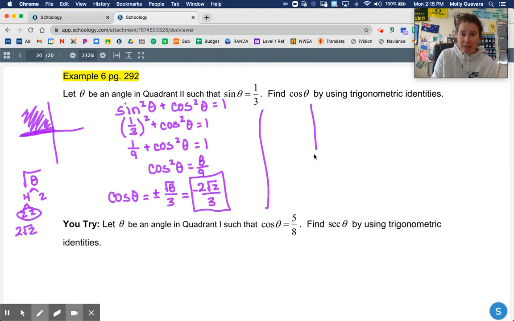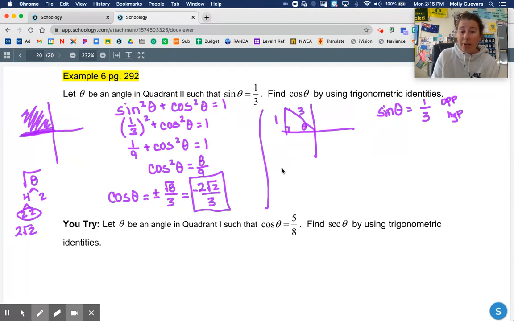Another way to do it is you can draw out the triangle. I know it's in quadrant 2, right? So here's my triangle. There's theta. I know that sine is 1/3. So sine of theta equals 1/3. So this is opposite and this is hypotenuse. So opposite is 1, hypotenuse is 3.